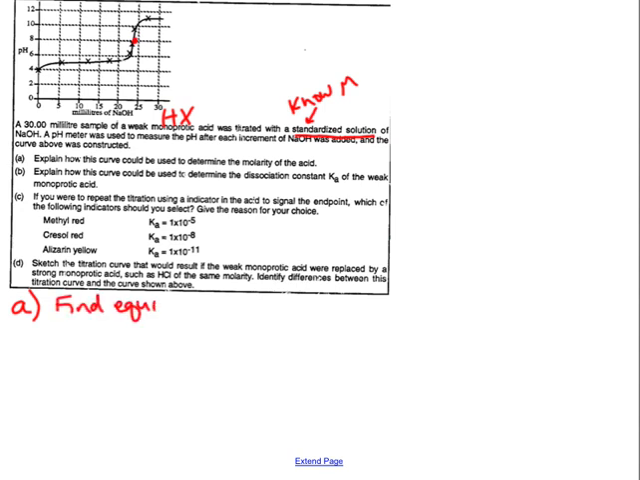Find the equivalence point. And then we need to determine the number of mL of sodium hydroxide that we titrated to get to that equivalence point.